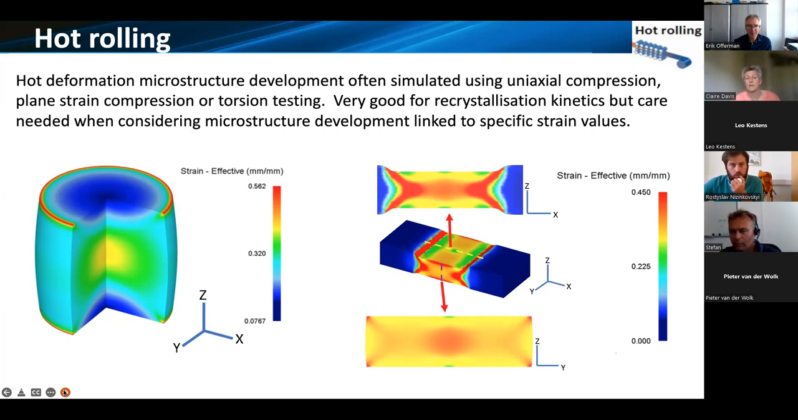And we can see that in both cases, we've got significant strain gradients. But on the right-hand side, there's a larger area, if we select appropriately, that has a uniform strain of 0.3. And this is important if we're looking at full microstructural development and grain size distributions to ensure that we are able to correlate it directly with the exact values of strain.